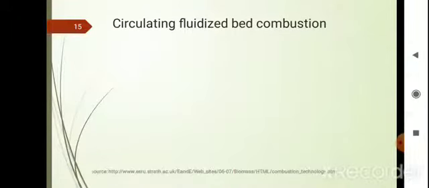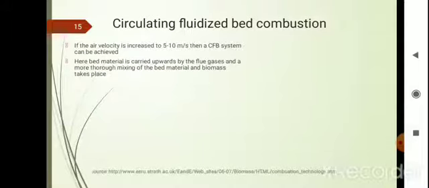Now what is the difference if you compare a bubbling fluidized bed and a circulating fluidized bed? The main thing is that the air velocity used for fluidizing is different. Here the air velocity will be very high, around 5 to 10 meters per second. As you have already seen, in the circulating fluidized bed we are increasing the air velocity to 5 to 10 meters per second, whereas in the earlier one we have only around 1 to 2.5 meters per second.